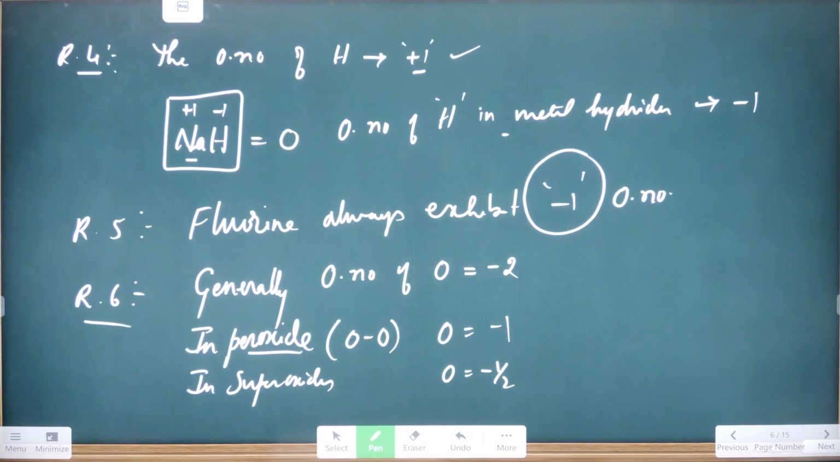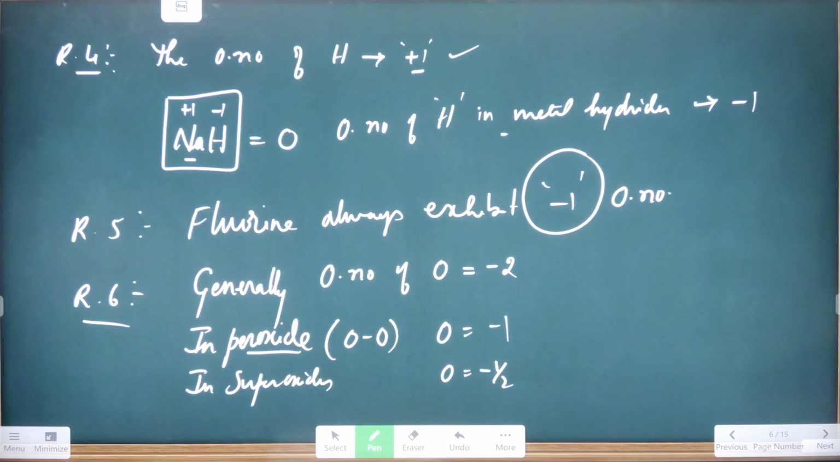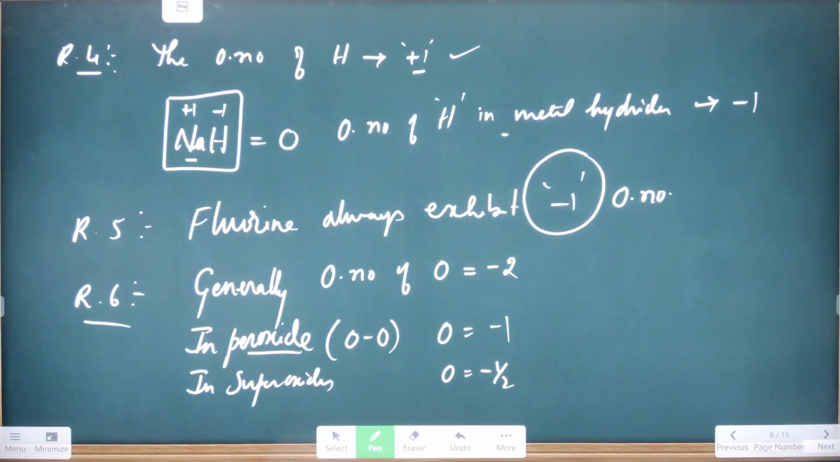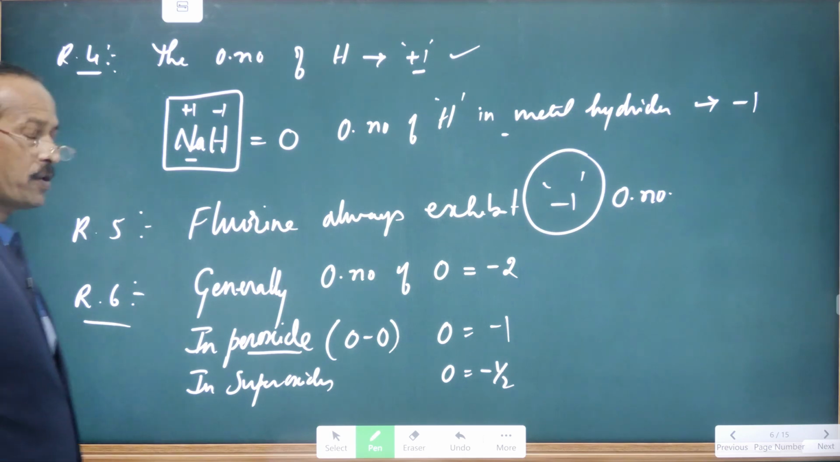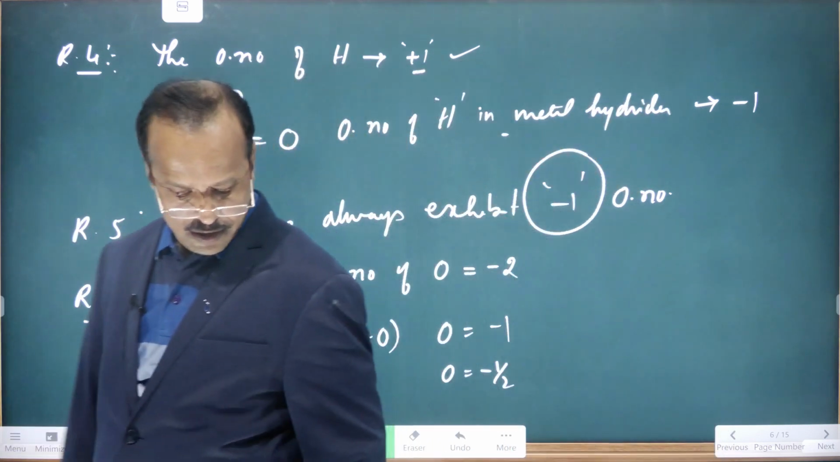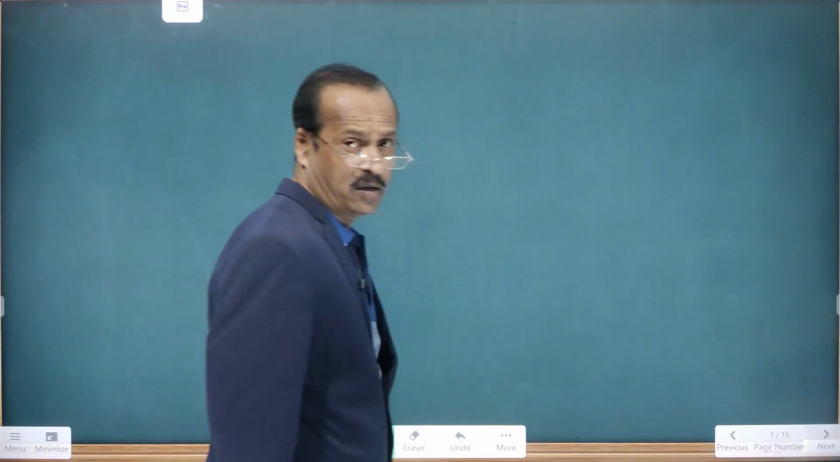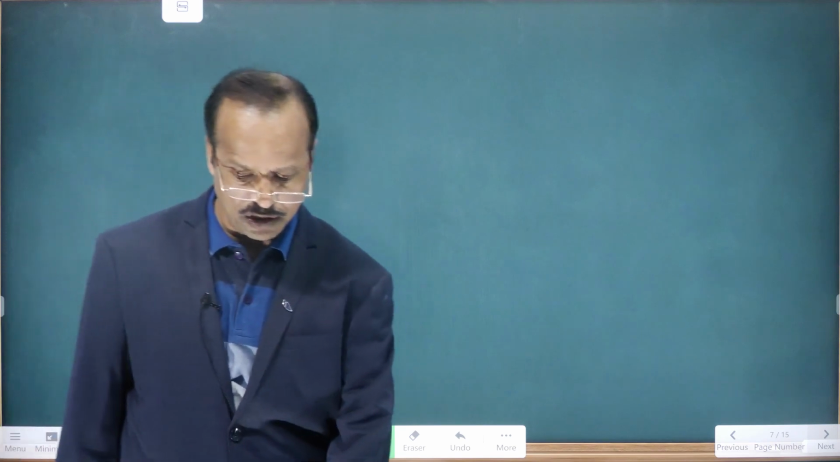So the oxidation number of hydrogen is generally what? Plus 1, generally when it reacts with the non-metals. But when it reacts with metals, in metal hydrides, it shows minus 1. Fluorine always exhibits minus 1. Oxygen generally exhibits minus 2; in peroxides minus 1 and in superoxides minus half. These are all the rules you have to remember to calculate the oxidation number of any element.